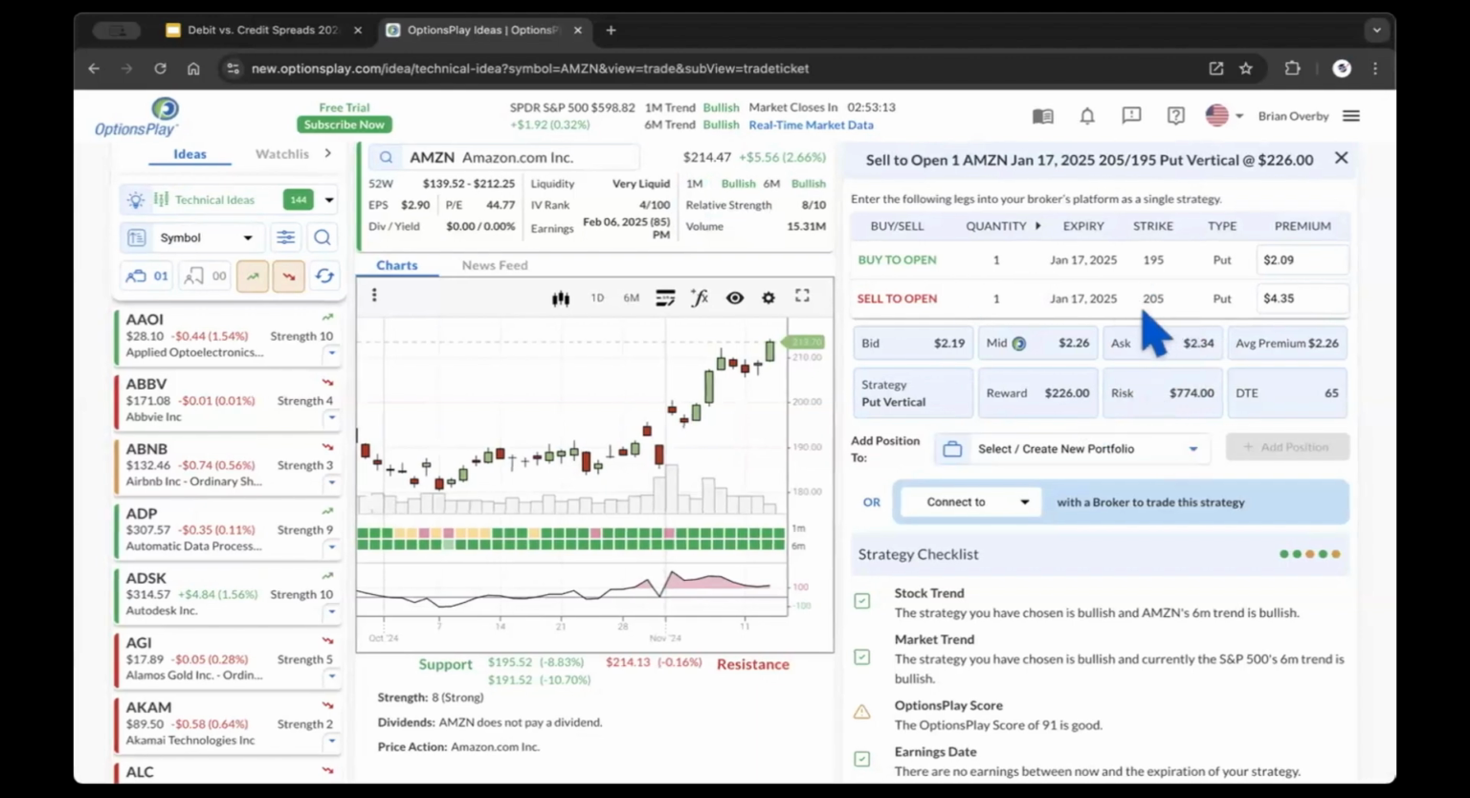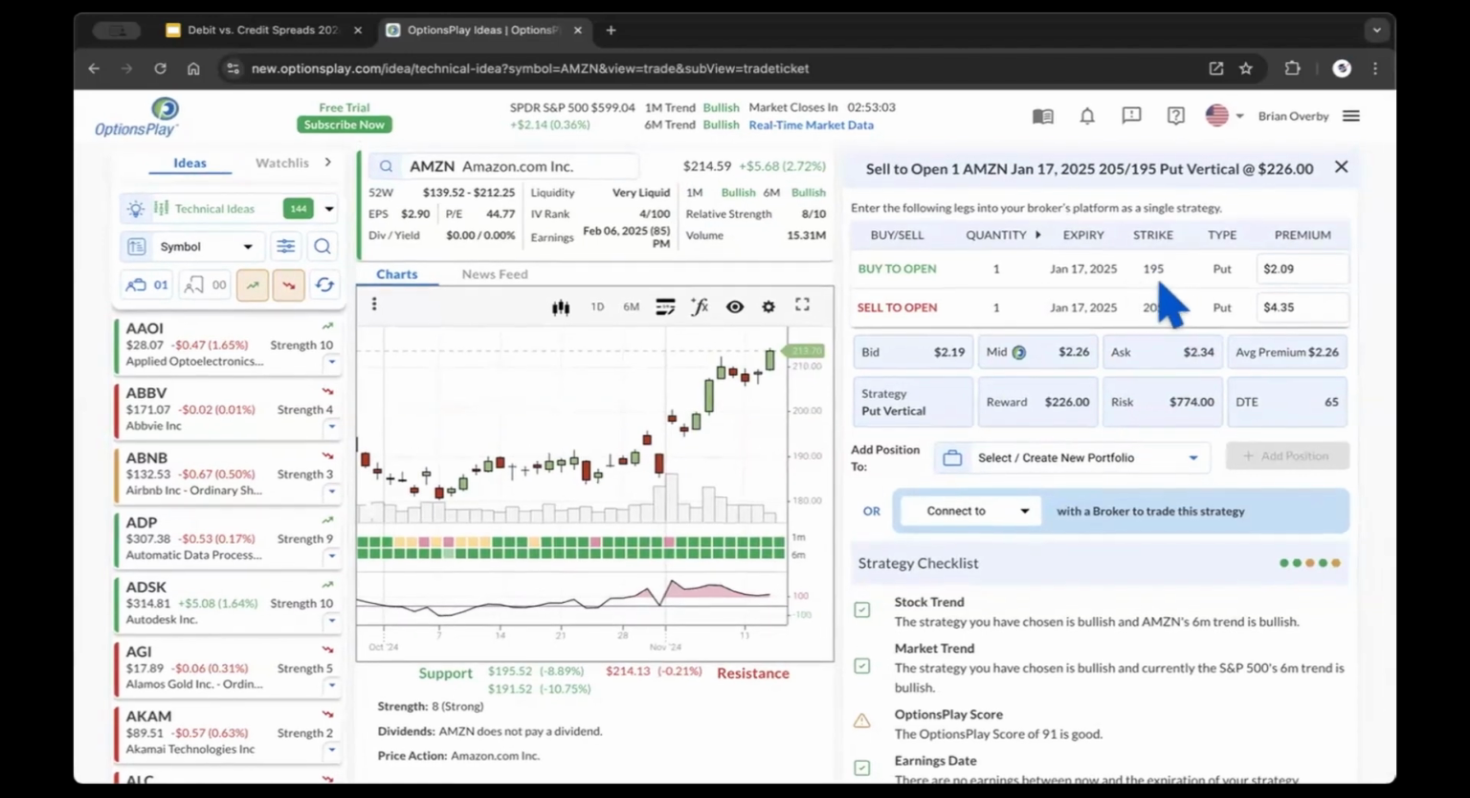But if it does come down to 205, then I'm at risk that the stock could be put to me at 205. I have the right to sell it at 195, but they have the right to put the stock to me at 205. That means I could lose $10 on that trade. That's how I would set up the short put credit spread as an alternative.